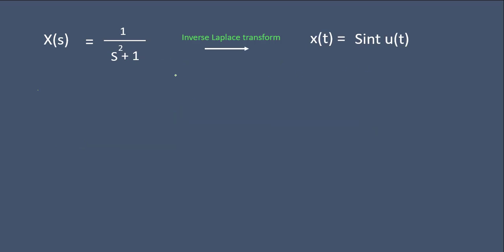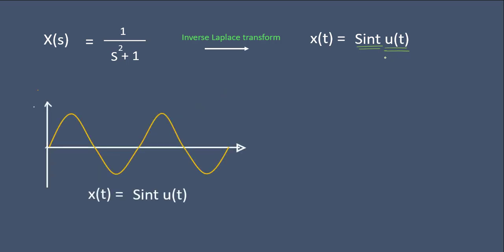So we have to plot the graph of sine t u of t. It is very simple. We all know the sinusoidal signal sine t u of t. Now since u of t is a right hand side signal, we plot sine t only on the right hand side.